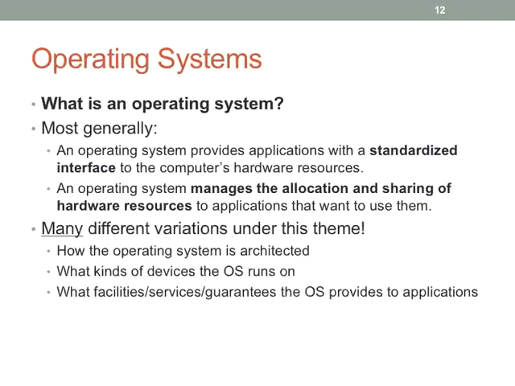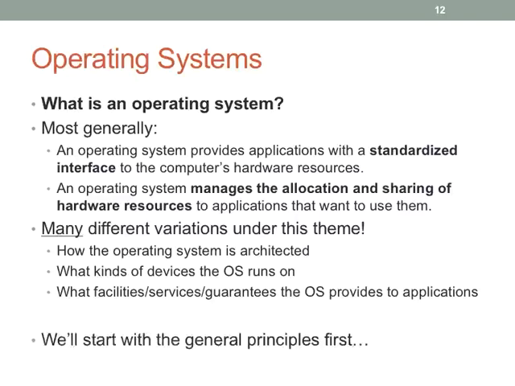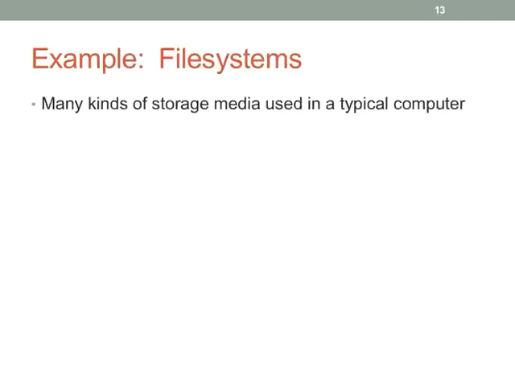There are tons of variations under this theme, so we're going to spend a little time at the beginning of the class exploring these topics: what kinds of devices the OS runs, how the OS is architected, and what other facilities, services, and guarantees the operating system provides. I mentioned microkernels; that is a particular architectural pattern in operating system implementation. File systems are a great example of this, because we have all these different kinds of storage media that you can plug into a computer.